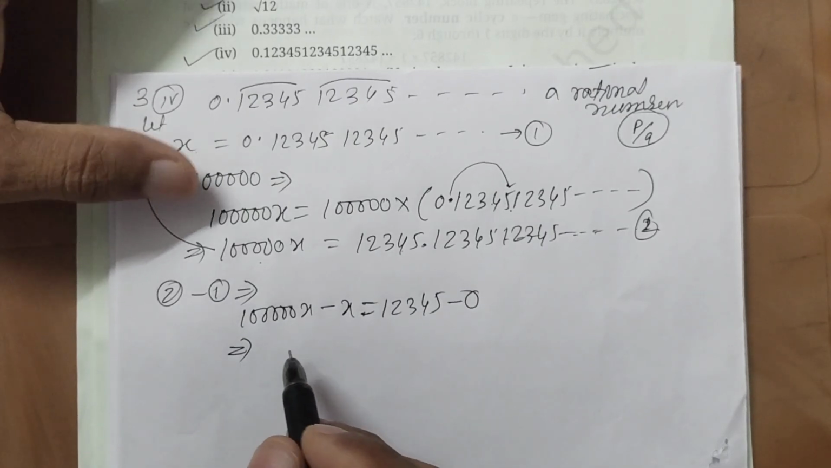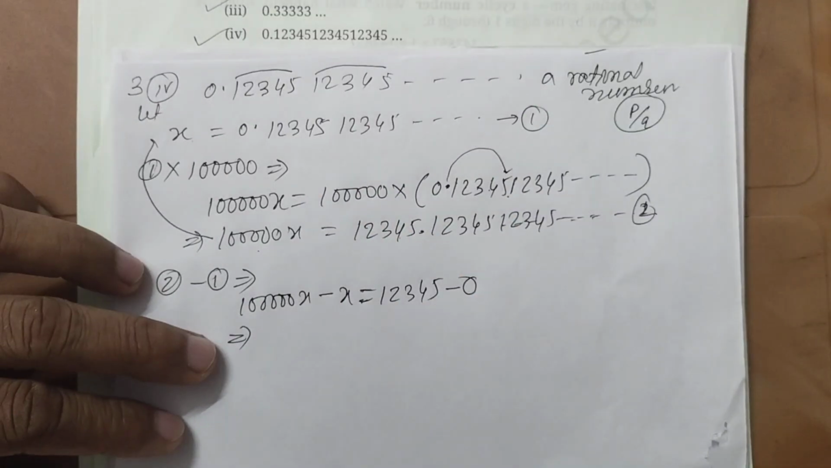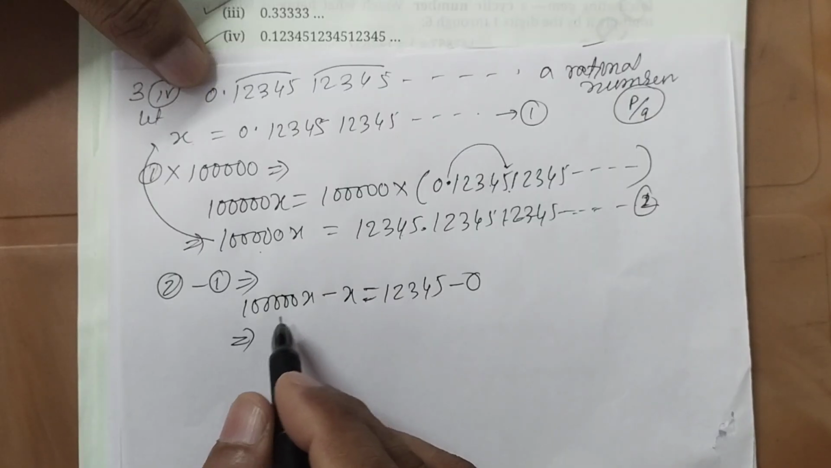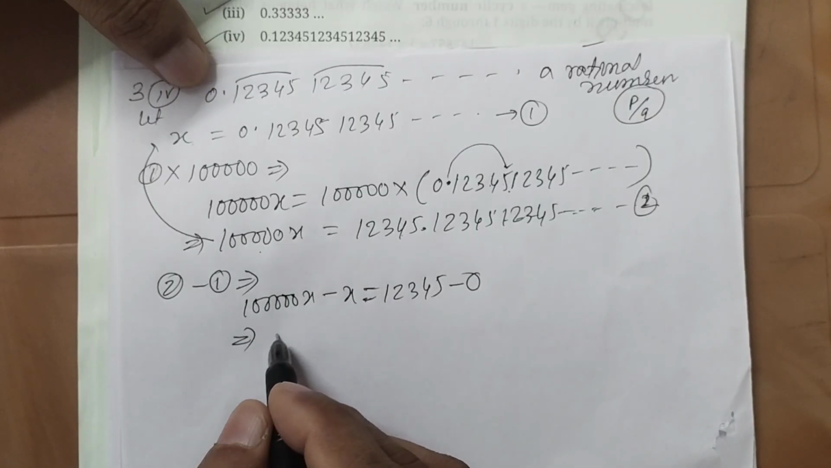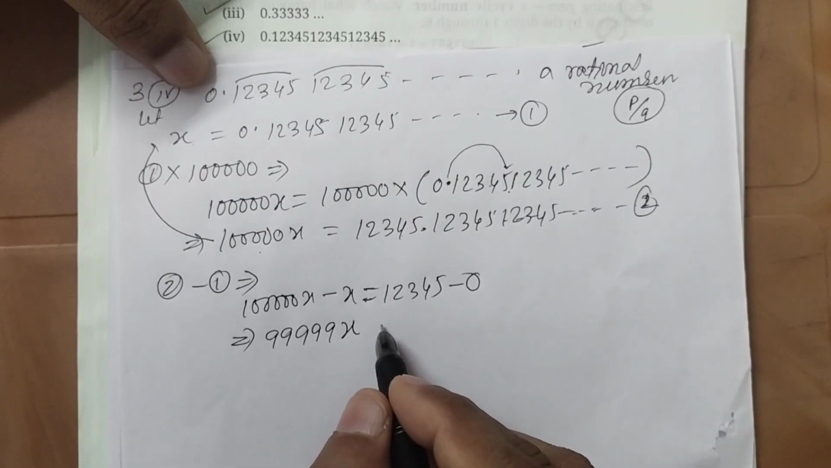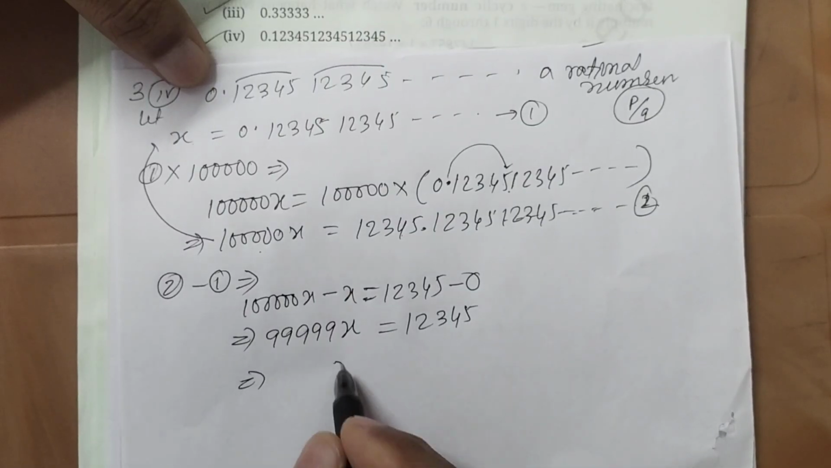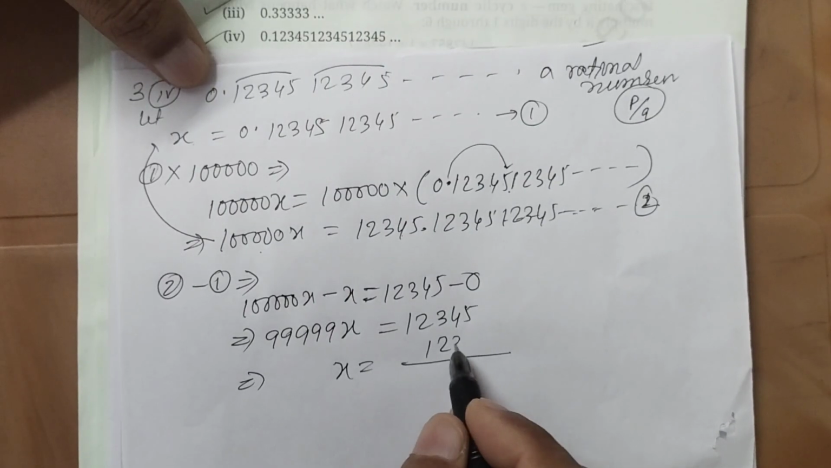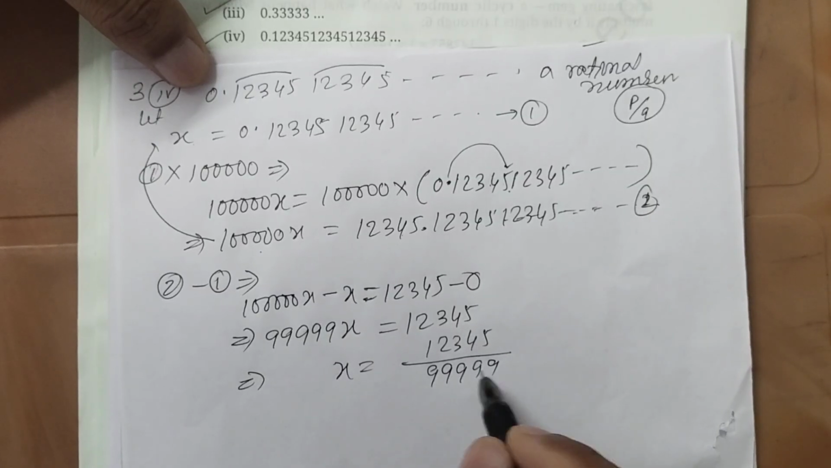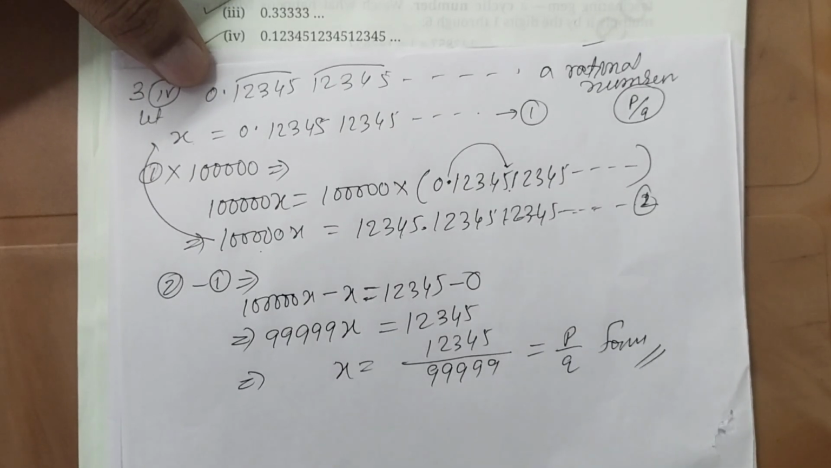Then if you subtract 1 lakh minus this, it will be 9, 1 2 3 4 5 6 digits. So there will be five 9s, 99999 x is there, and the right side will remain the same, 12345. Then you can just find out what x is. It is 12345 divided by 99999, which is in p by q form. And this is the solution for this question.